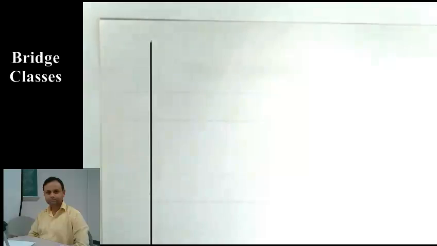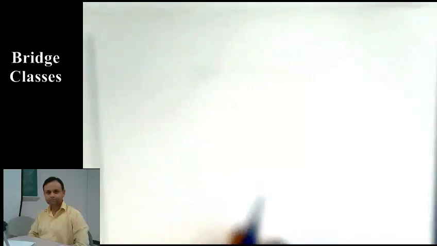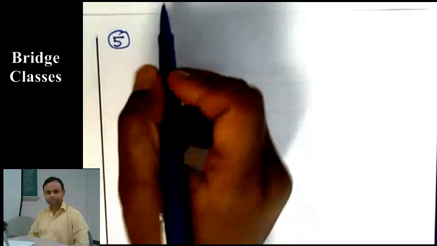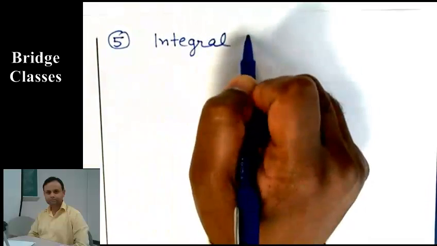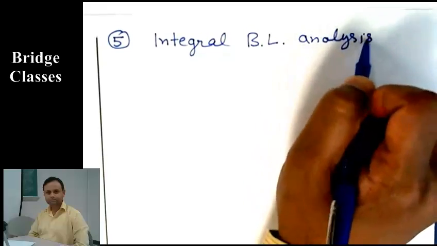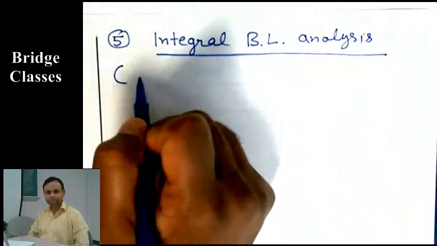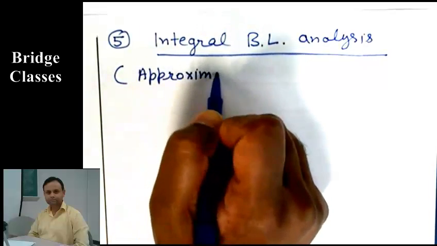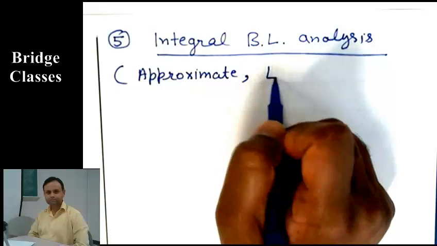Now I will talk about one more method. This probably you are going to like because it is much simpler. This is what we call integral boundary layer analysis. Integral boundary layer analysis. This is an approximate method, and it is applicable for both laminar and turbulent.